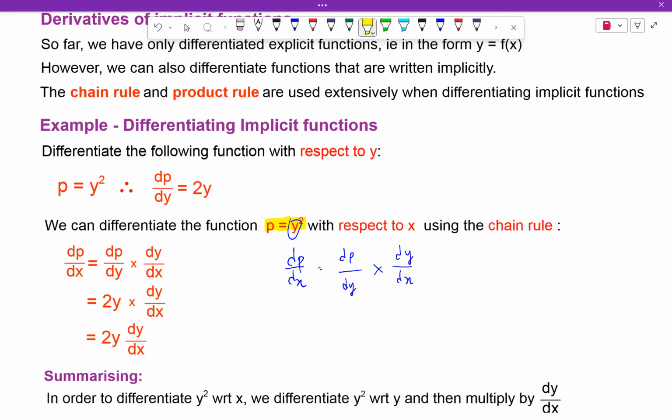Now, in this case, all we have to find is literally this part, dp over dy, which we know from just now is equal to 2y. So our final answer is always left with 2y times dy dx. That's our final answer. In short, in the end there must be a differentiation in our differentiation. That's what we call implicit functions, or implicit differentiation.